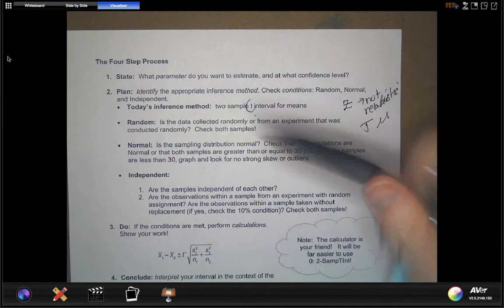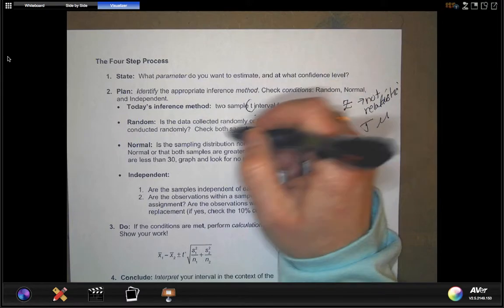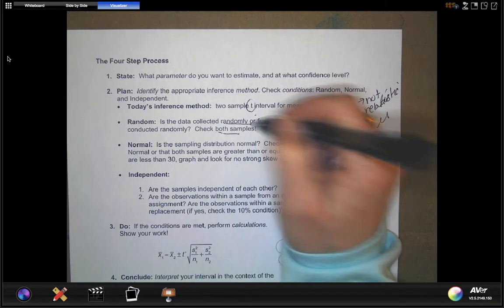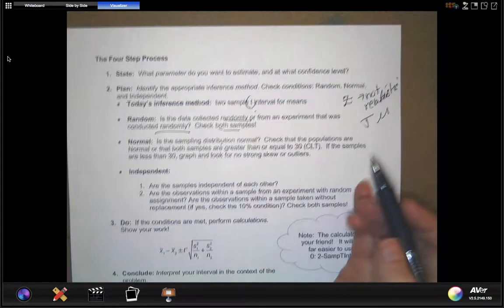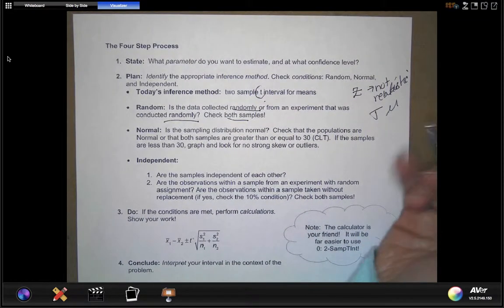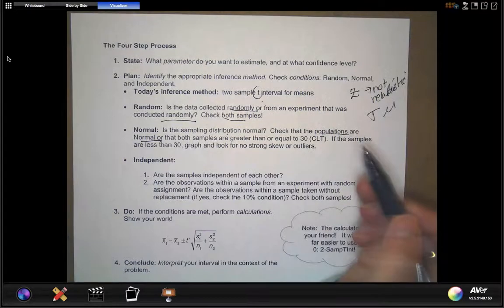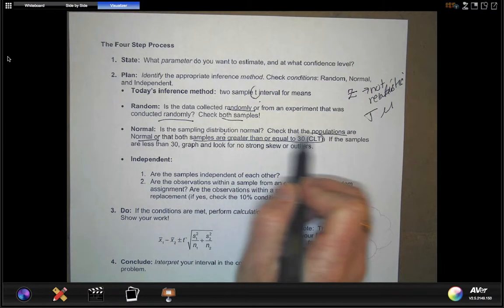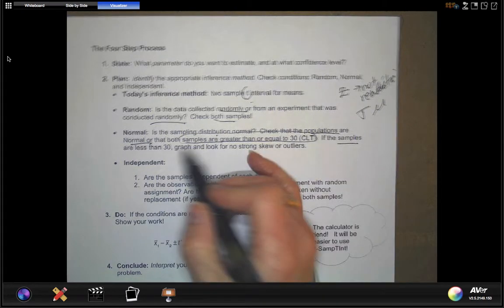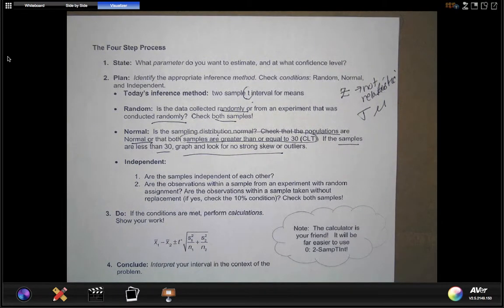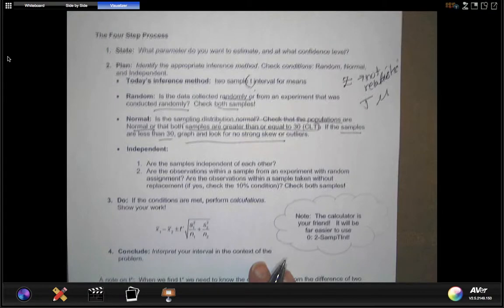The random, so again, you have 2 samples. Are they both random samples, or are they both randomly assigned? The sampling distribution. All right, so now we have different checks here. Are the populations normal? We have the central limit theorem. So are both samples greater than or equal to 30? If your samples are less than 30, let's look at the graph and make sure we have no strong skew or outliers.